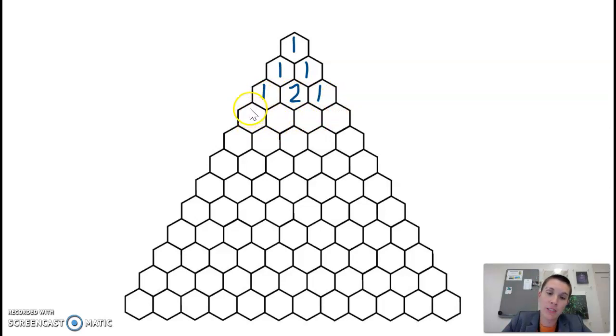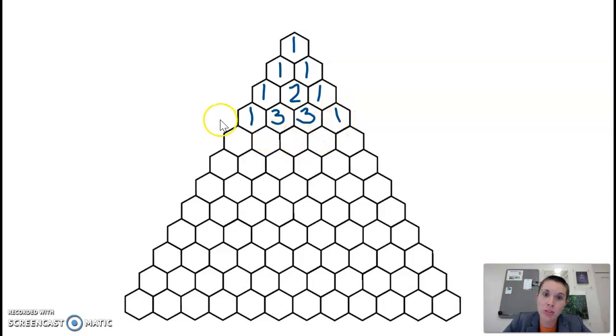So row 4, our first number, we're going to have a 1 again because there's only one number above it. Our second space will be 1 plus 2, which is 3. Our third space is also going to be 2 plus 1, which is also 3. And our fourth space is a 1.